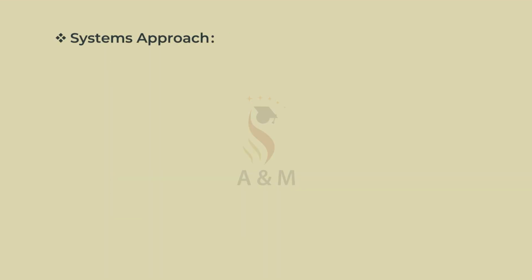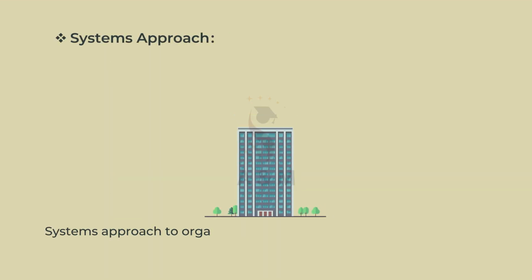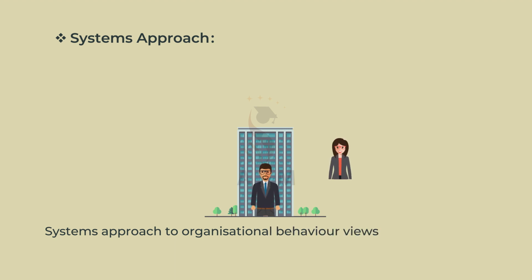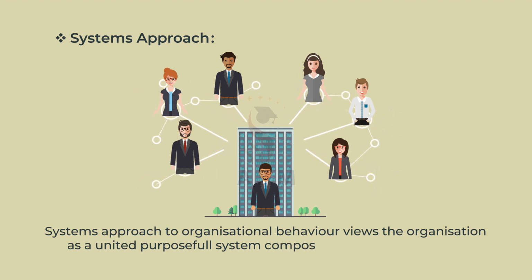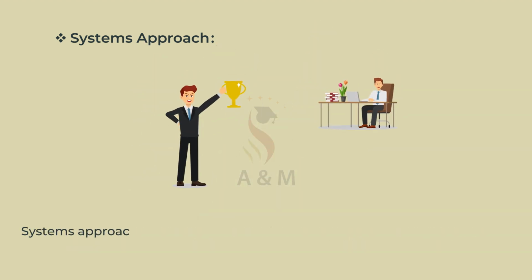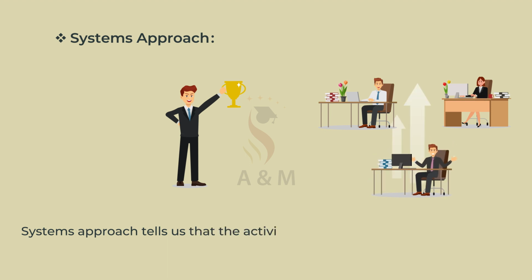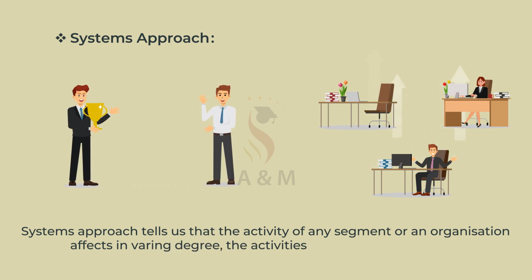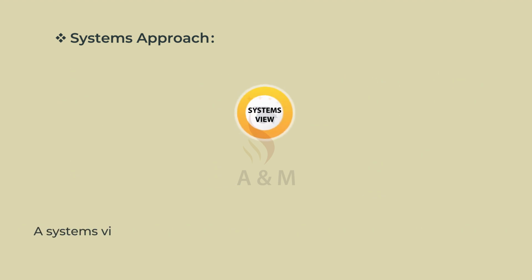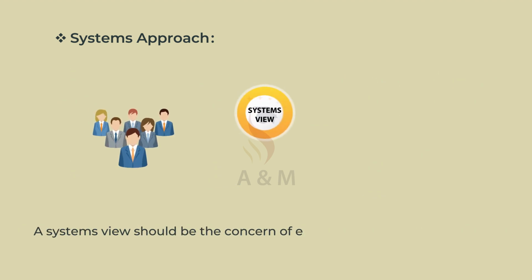Systems approach. The systems approach to organizational behavior views the organization as a unified, purposeful system composed of interrelated parts. The systems approach tells us that the activity of any segment of an organization affects, in varying degree, the activities of every other segment. A systems view should be the concern of every person in an organization.